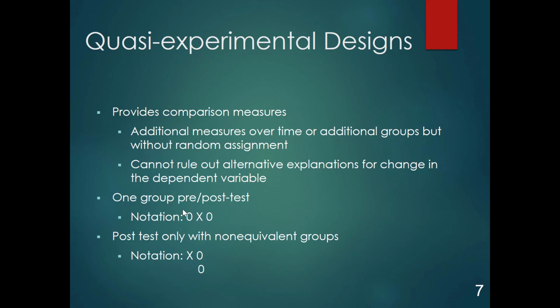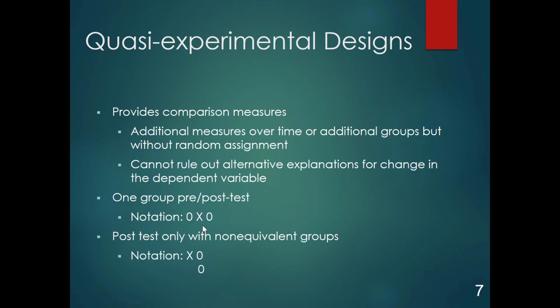So with this design, you can have a one group pre-test, post-test design, okay? So the notation would be O for observation, and then you have the X for intervention, and then O for observation again. So with this design, you would do a pre-test, you would provide the intervention, and then you would do the post-test. You can also have a post-test only with non-equivalent groups. So here you have two groups, but with the first one, you only had one group, but you're observing them twice. Okay, so you measure them twice.